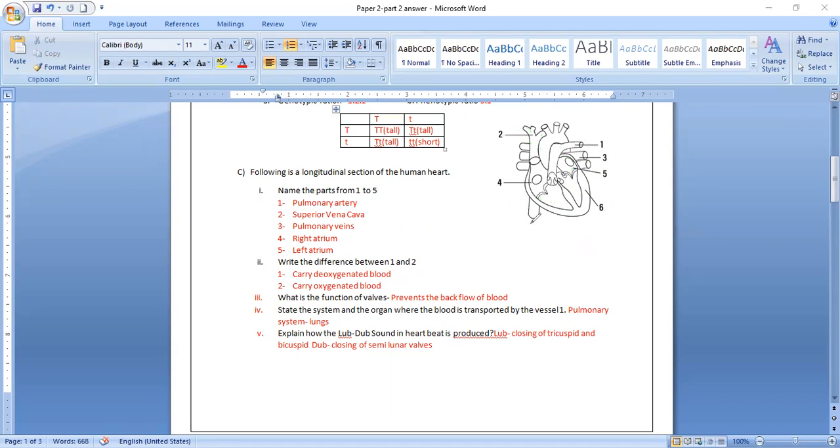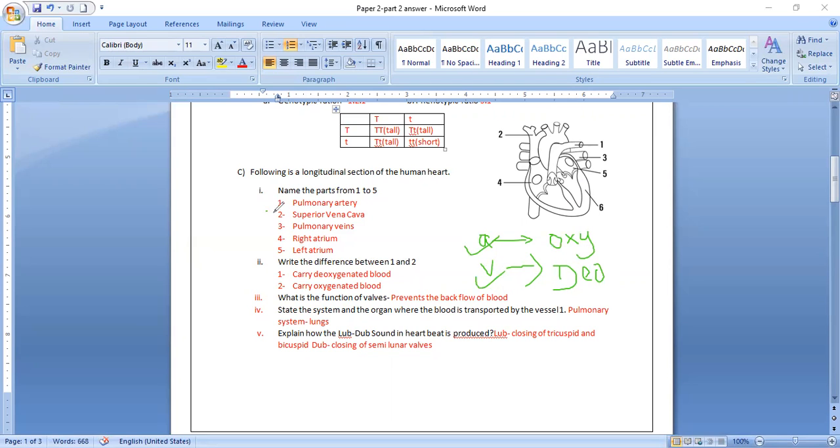So normally in a heart, arteries take the oxygenated blood. Normally the function of arteries, they take the oxygenated blood. And function of veins, they take the deoxygenated blood. Right? So these are the functions of arteries and veins.